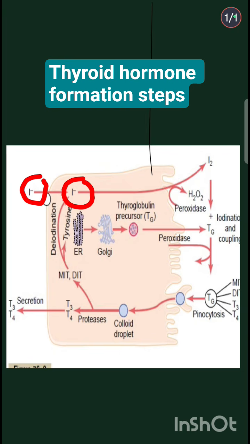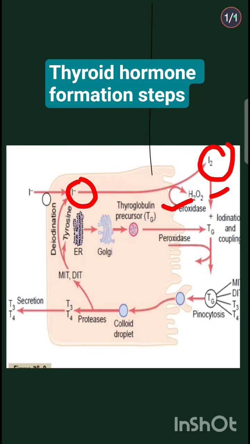potassium ATPase pump. Now, the next step: when this iodide comes inside the cell, it must be oxidized before entering into the colloid. So this iodide is oxidized into iodine in the presence of H2O2 and thyroid peroxidase enzyme. And this oxidized iodine enters into the colloid with the help of the chloride-iodide anion exchanger, which is also called pendrin. So this oxidized iodine enters into the colloid of the follicle of the thyroid.